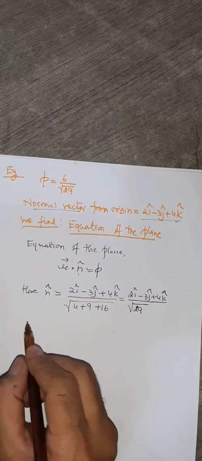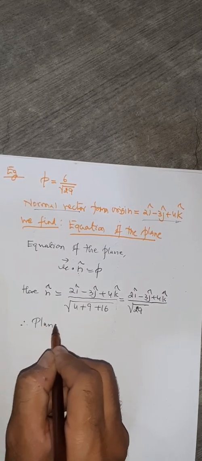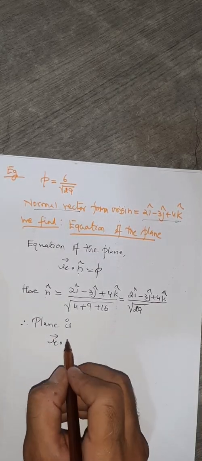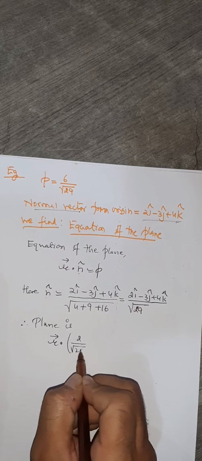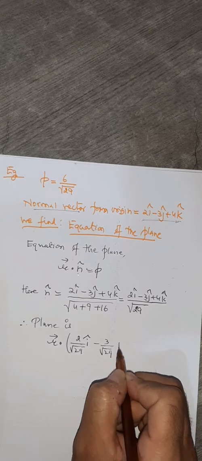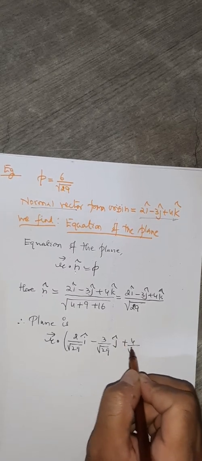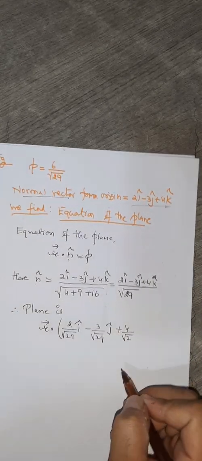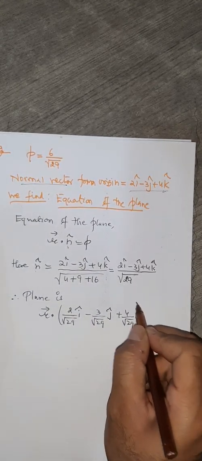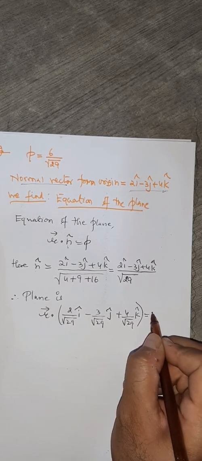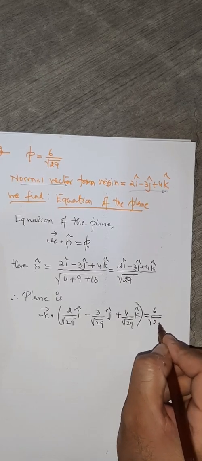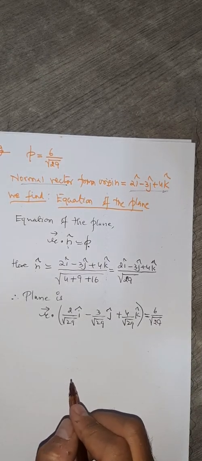Now we just place it here. So therefore the equation of the plane is r dot, you are just going to put this. So what will we get? 2 by root 29 i cap minus 3 by root 29 j cap plus 4 by root 29 k cap equals to, what will we get? P, small p. Small p is how much? 6 by root 29.